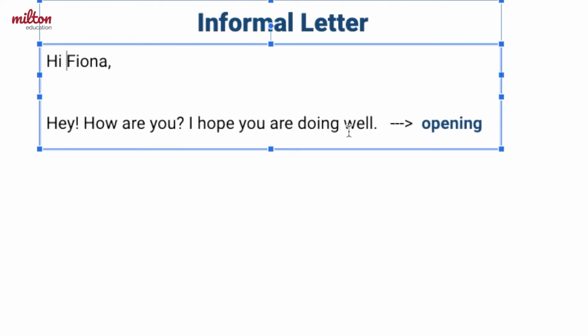Now let's talk about the different parts of this letter. The first part of the letter is called the opening. In this part, we say hello to the person that we're writing to and we ask how they are or indicate interest in what they're doing at the moment. Here I say, "Hi, Fiona." Remember that Fiona is my friend.